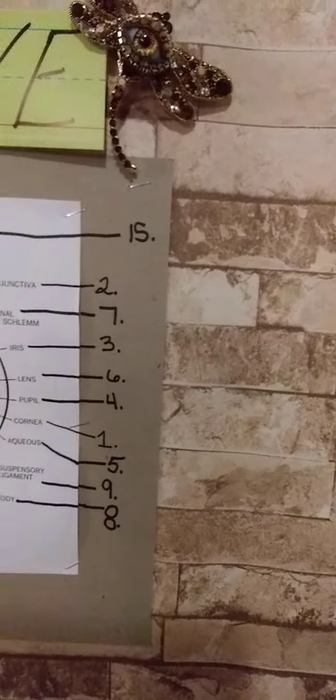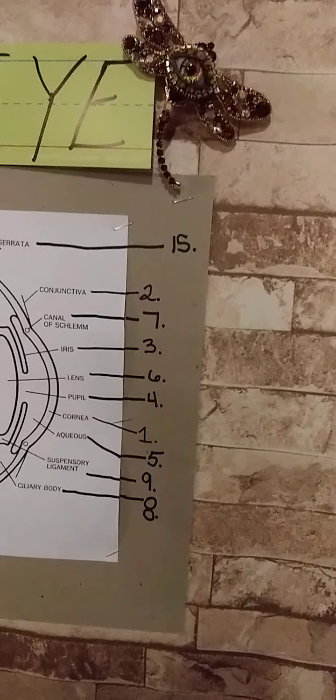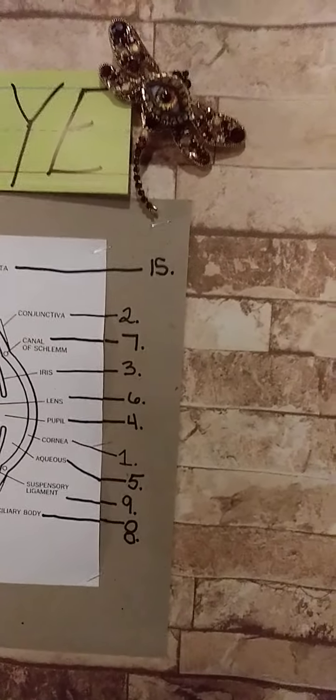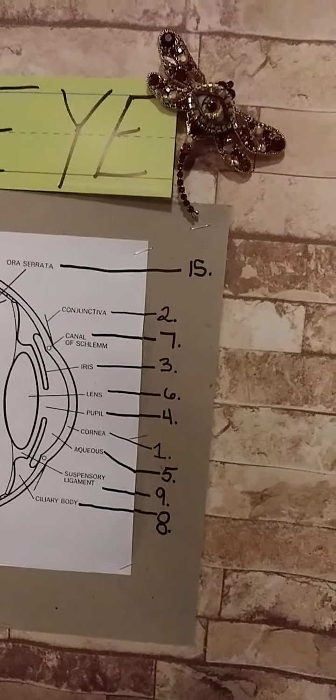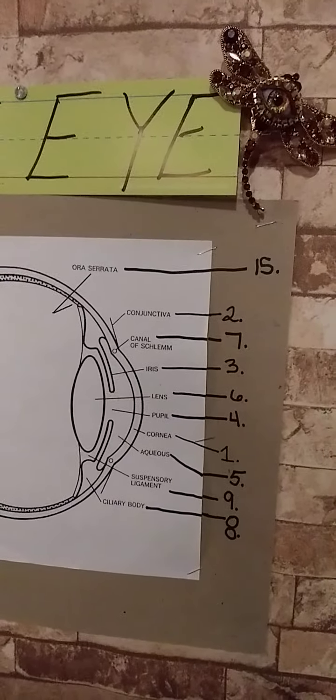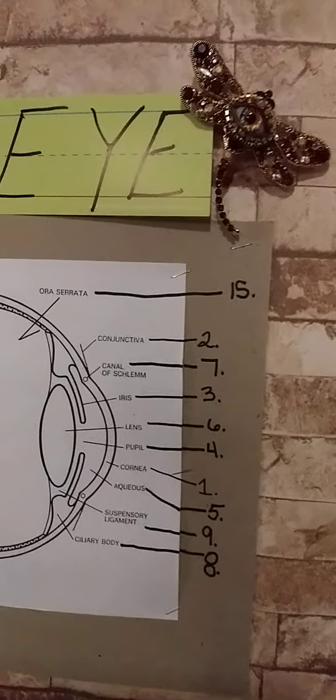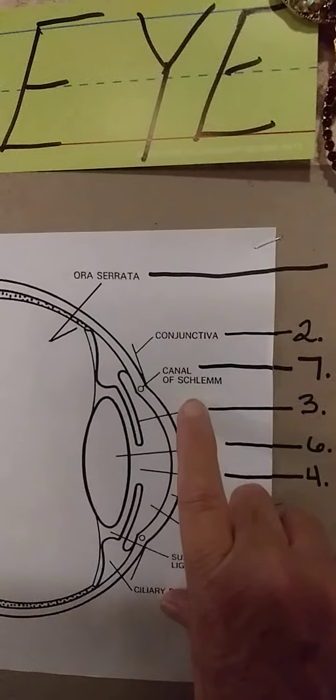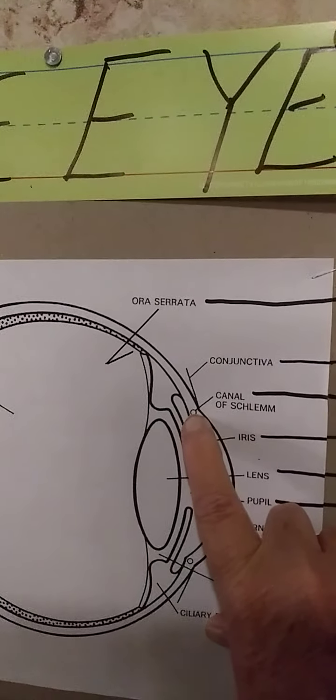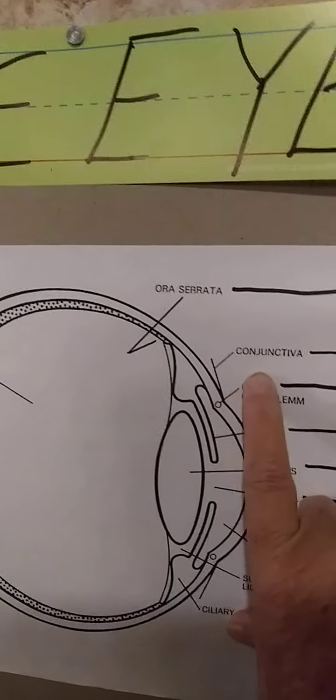The canal of Schlemm is where aqueous from the anterior chamber flows through the trabecular meshwork as it travels to the canal, which is a collection where it collects and delivers aqueous to the venous system of the body. And it is right here, the canal of Schlemm, the little bitty dot right here. It's by the conjunctiva.